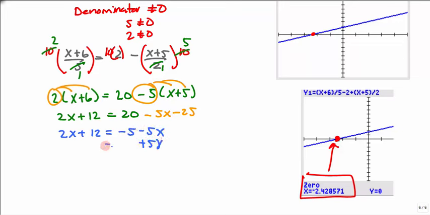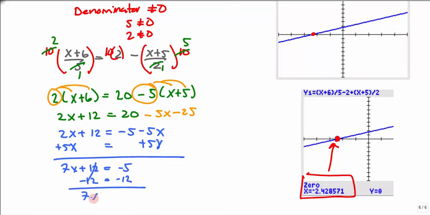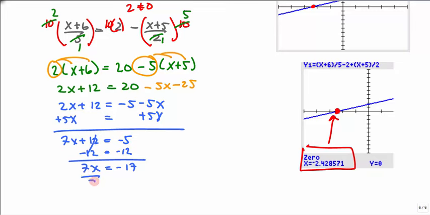I'm going to add my variables to the left. So I have 7x plus 12 equals negative 5. Move my constants to the right. I get 7x equals negative 17. And divide both sides through by 7. And I get x equal negative 17 over 7. Now, when you enter your answer in MyMathLab, this is what it wants for an answer, this exact fraction. Negative 17 over 7.